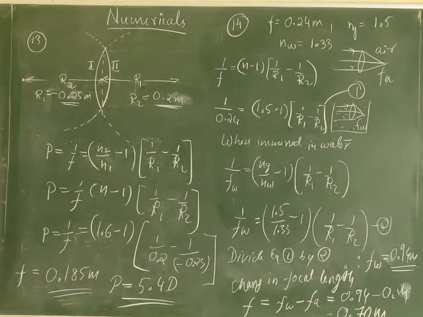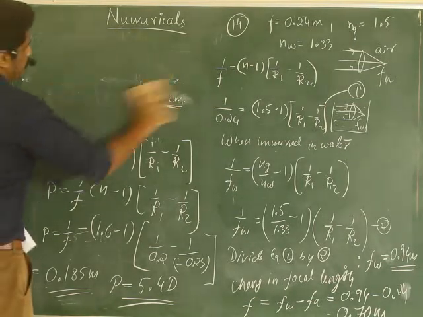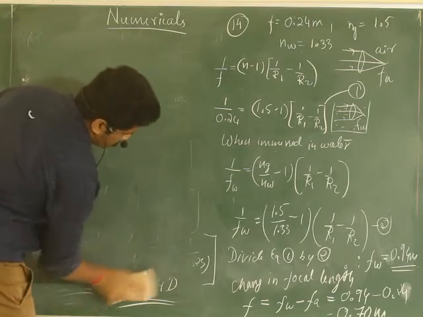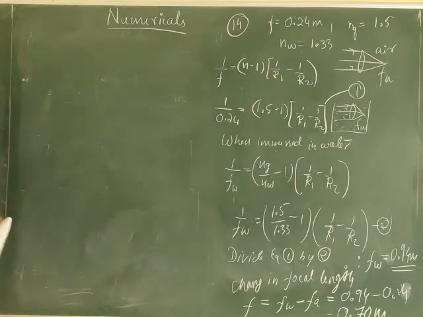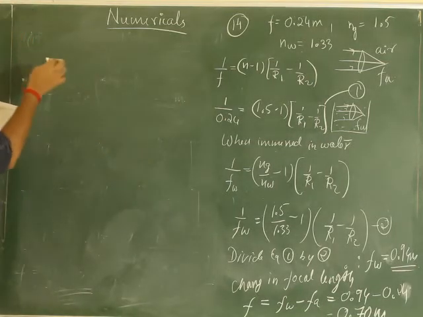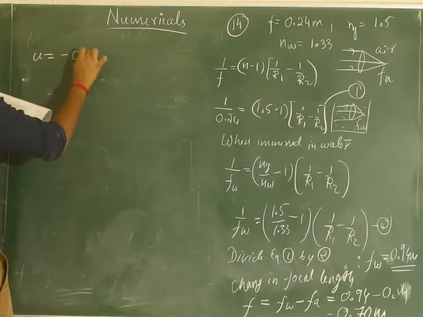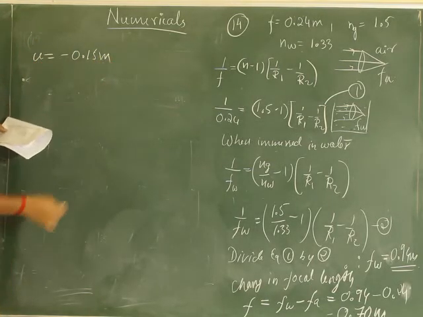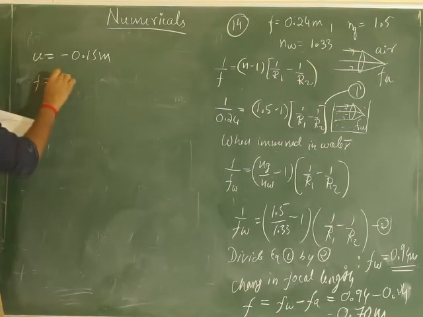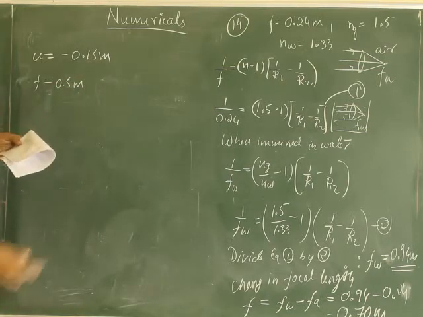So question number 15. So easy one. So direct numerical. Question is, an object is placed at a distance of 0.15 meter in front of a convex lens. That means 0.15 meter, correct? Measuring in the reverse direction. Convex lens, focal length is mentioned. How much is that? 0.5 meter. Find the position of the image.